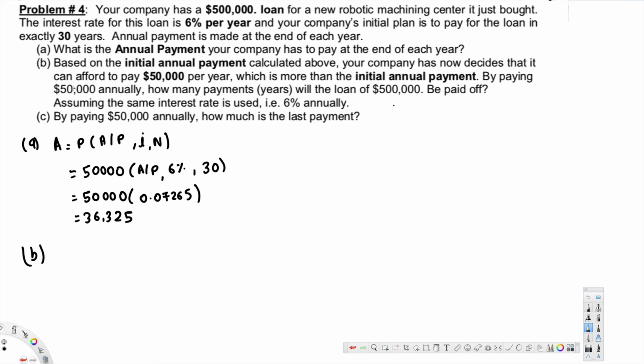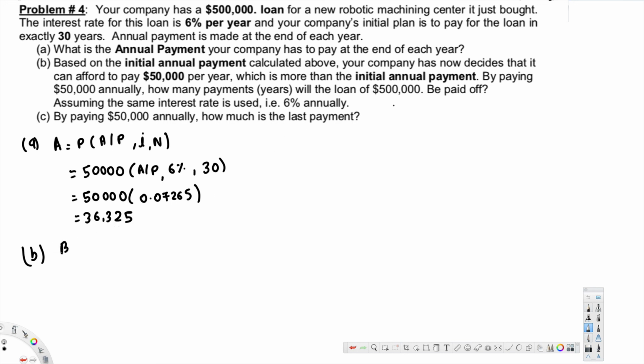The B part is asking, based on the initial annual payment calculation above, your company has now decided that it can afford to pay 50,000 per year, which is more than the initial annual payment. By paying 50,000 annually, in how many years will the loan of 500,000 be paid off, assuming the same interest rate is used, 6% annually?